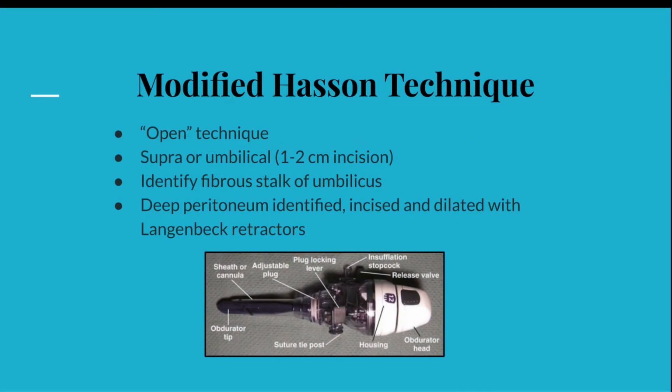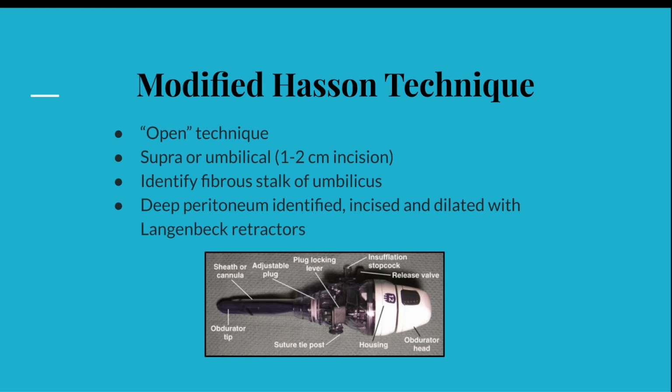The modified Hasson technique is often classified as the open technique, where a small 1 to 2 centimeter incision is made either supra or umbilically, with the umbilical stalk identified and elevated using a clip, with dissection performed to expose the abdominal fascia at the base of the umbilical stalk. The abdominal fascia is raised with 2 sutures on both sides of the midline or using a second clip. This step is to maximize the distance from the underlying intra-abdominal organs.